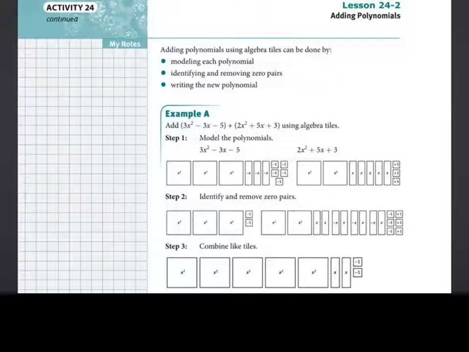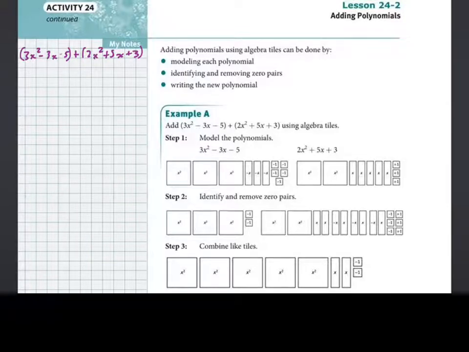So write the problem over here in the margin, guys. It's 3x squared minus 3x minus 5. And we're going to add to that 2x squared plus 5x plus 3. This problem is right here. I'm just copying that, and I'm going to do the work up here to show you guys the way I would do it. Okay?